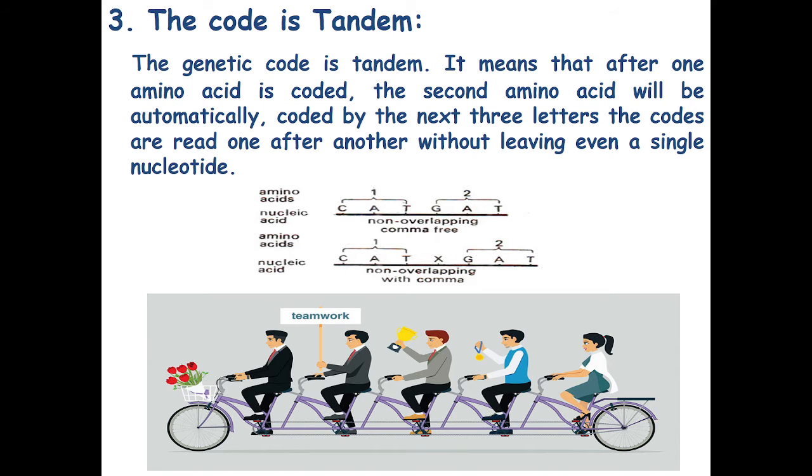The codons are tandem. Tandem means they are placed one after another without any gap. These codons are tandem, that is, they are placed one after another without leaving any gap between them. So once a codon is read, the successive 3 nucleotides will be read next for coding the new amino acid.